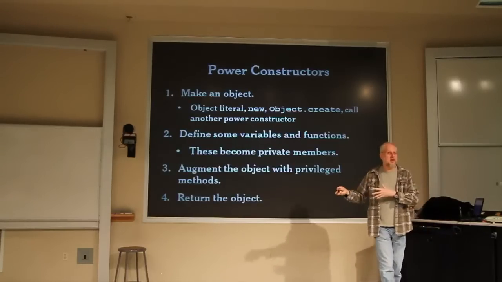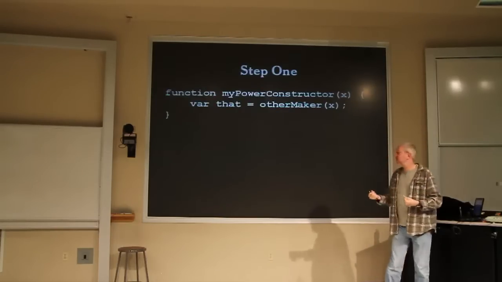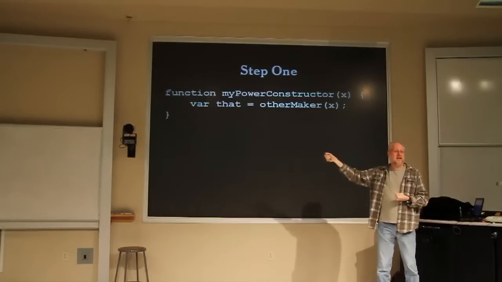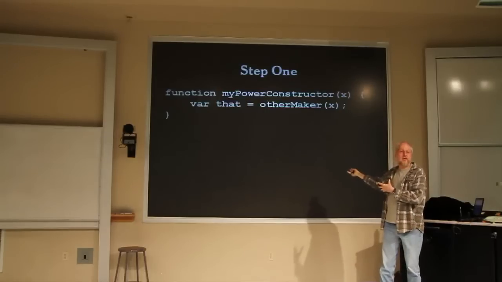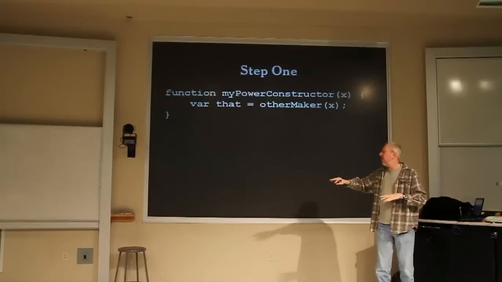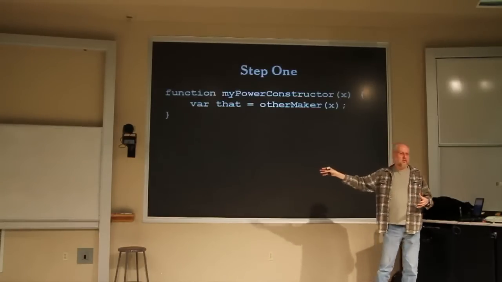So let me turn it into a template to make it easier to follow. So step one, I've got my power constructor. It takes x as an argument. I create a variable called that and initialize it somehow. In this case, I'm calling some other constructor which will make stuff for me, which actually gives me another dimension of inheritance. I'm calling it that. I'd like to call it this, but this is a reserved word, so I'm going to call it that.